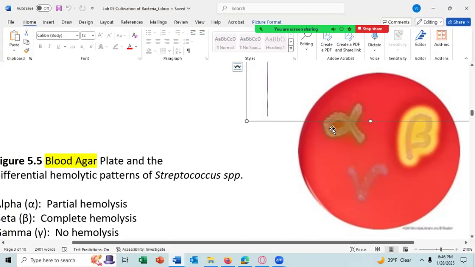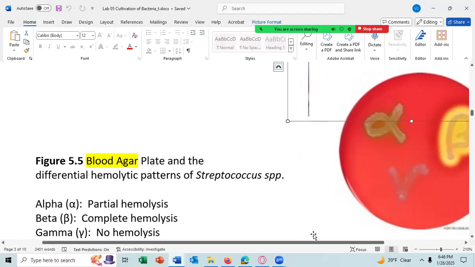And that's alpha hemolysis. Alpha hemolysis is the partial lysis of the red blood cells. So some of the red blood cells have been lysed, causing the darkening color or the greenish color. And then out here, where it's all red, there's no lysis of the red blood cells. The third hemolytic pattern is gamma hemolysis, which is no hemolysis. You can see the red of the plate come all the way up to the white growth of the bacteria.